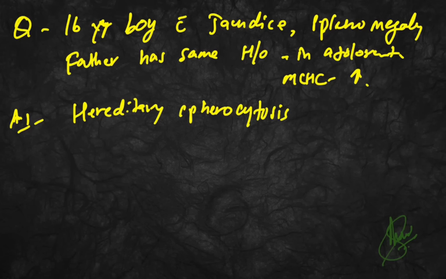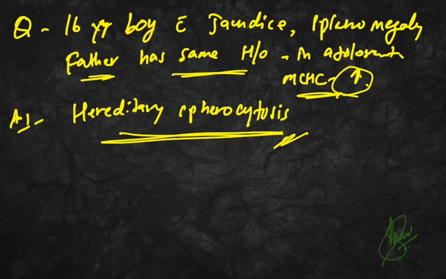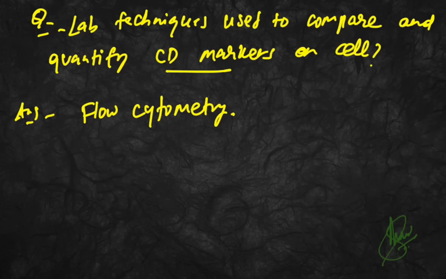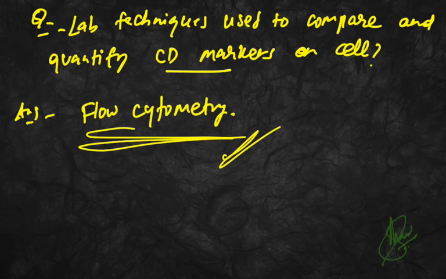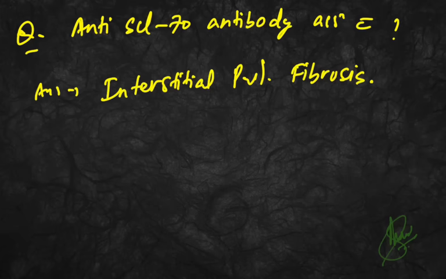16-year boy with jaundice, splenomegaly, father has the same in adolescence, MCHC is high. See, if they are mentioning that father has also the same history of jaundice and splenomegaly, that is hereditary spherocytosis. Now lab technique which is used to compare and quantify CD markers on cells, that is flow cytometry. Flow cytometry is the correct answer. Anti-Scl70 antibody is associated with interstitial pulmonary fibrosis.